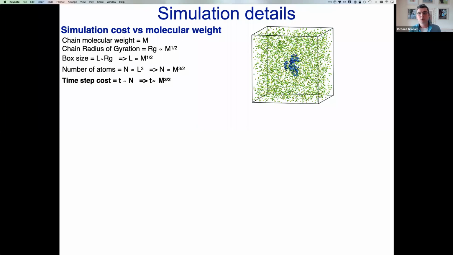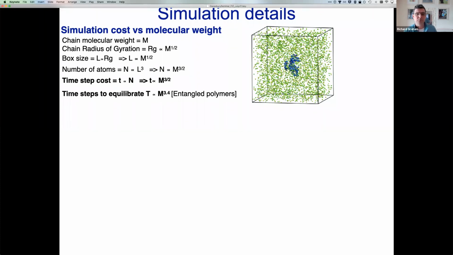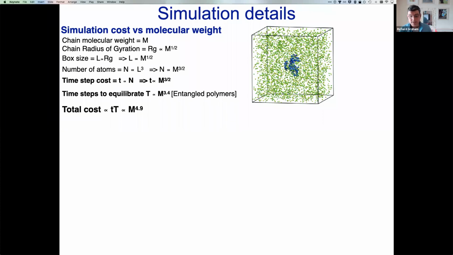And then the second question is, can we relax the material? So we set this thing up in an arbitrary configuration. We need to give it some time to fully forget that arbitrary configuration. And for polymers, that's very, very long. So there's a well-known result from entangled polymers, supported by theory and experiments, that the time to equilibrate scales as the 3.4 power of the molecular weight. So you bring those two together and we've got a scaling of almost the mass to the 5 for the total cost of the simulation.